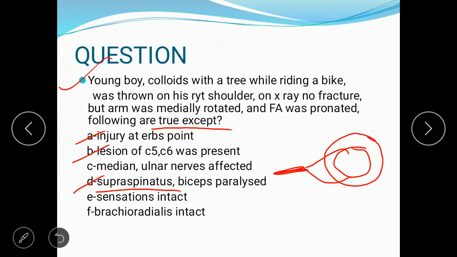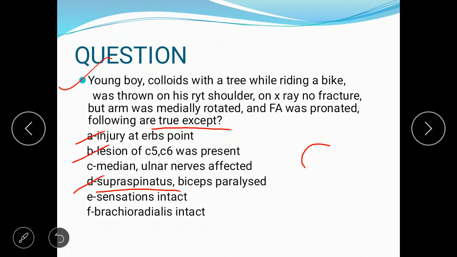Now this spinal nerve again divides into an anterior rami and a posterior rami. Posterior rami goes and supplies the muscles of the back and the sensory supply of the back. The anterior rami of C5 to T1 form the brachial plexus. So the brachial plexus root value is C5 to T1. We are done with the spinal nerve. Coming to sensations, option E. Now see the axillary nerve.